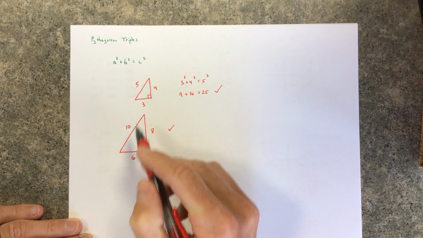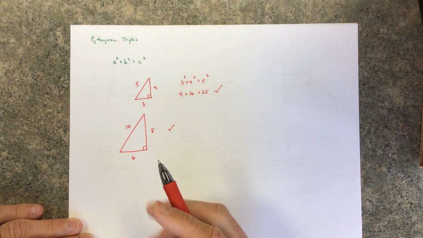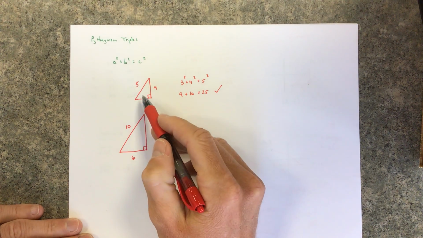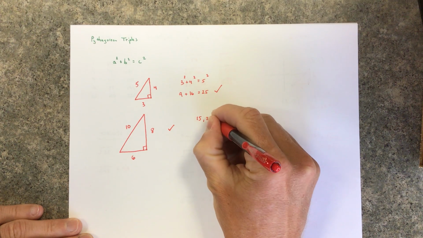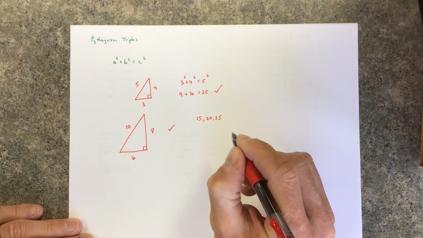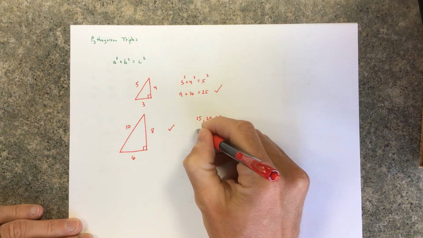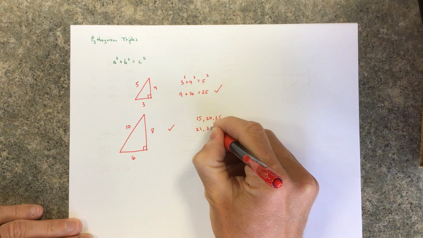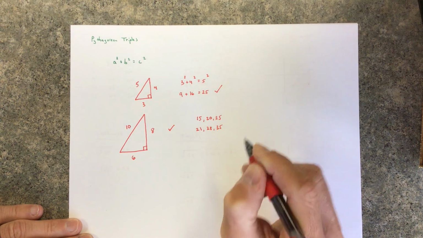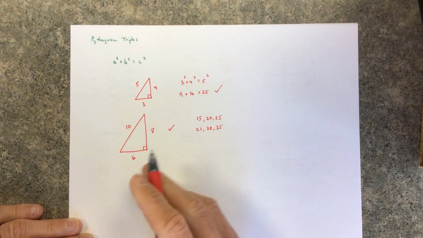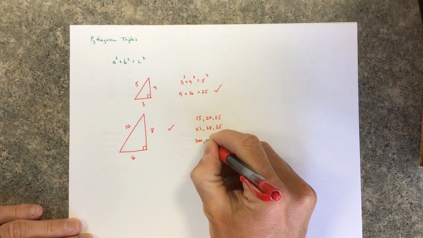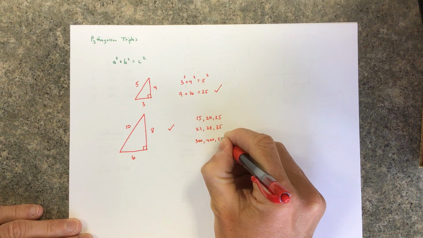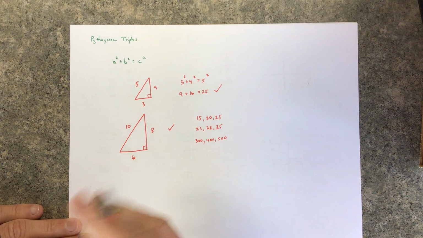That's another one. But if this is true, then we can get all sorts of things. We can make this all 5 times bigger. We can look at the 15, 20, 25 triangle. We can make these 7 times bigger. The 21, 28, 35 triangle. That's a right triangle. We all know these Pythagorean triples. We can make it 300 by 400 by 500, right? We can do anything we want with this.